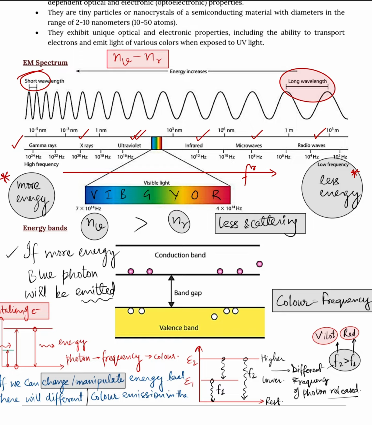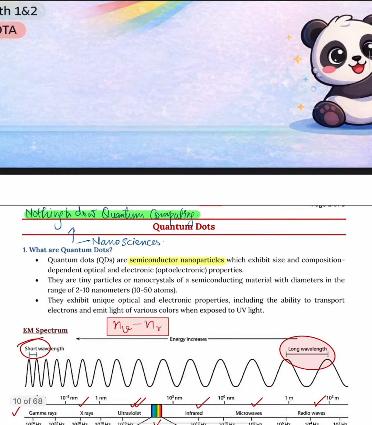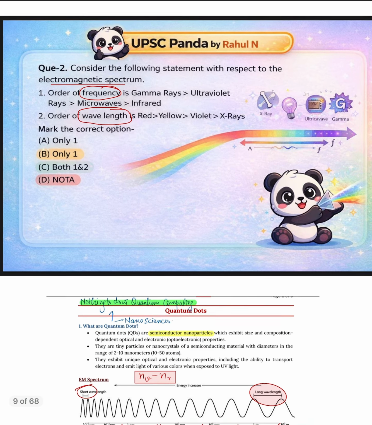So you see, as we are familiar with these waves, as we move away from left, the frequency reduces, the energy reduces, so you can have a broad idea of how we will remember. And within the visible light there is VIBGYOR, which is exactly the same as the rainbow. Now let us see what statements I have been given.